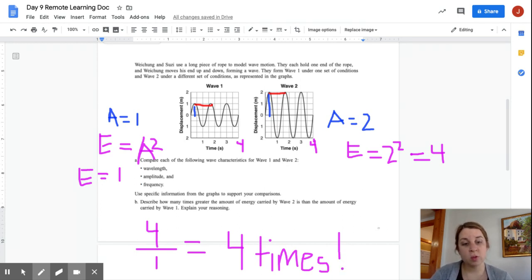Okay. So just remember, when you are doing these problems, make sure you're answering all the questions, okay? And making sure that you include all your steps. So it wasn't just asking us the amplitude of these waves, but how much more energy did wave 2 carry than wave 1. So we had to compare each as well, okay? So let me know if you have any questions about this.